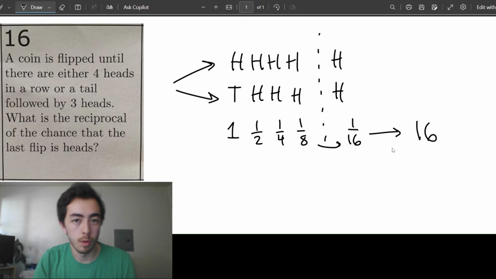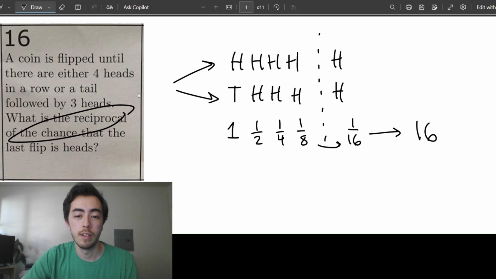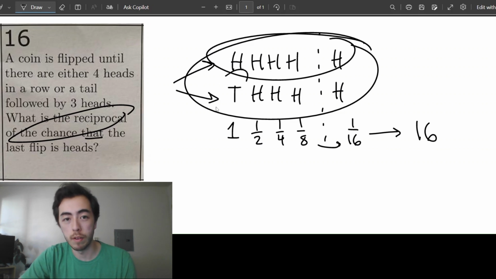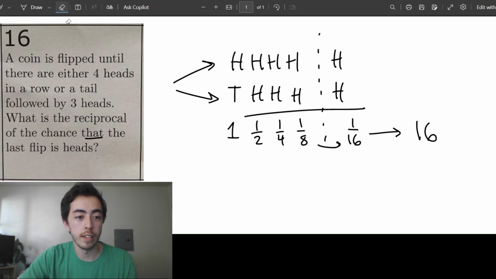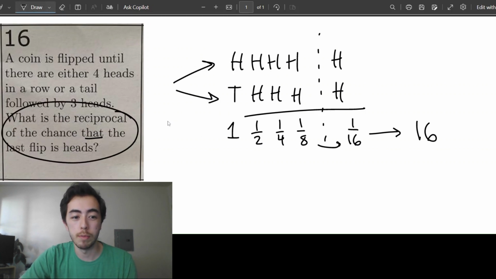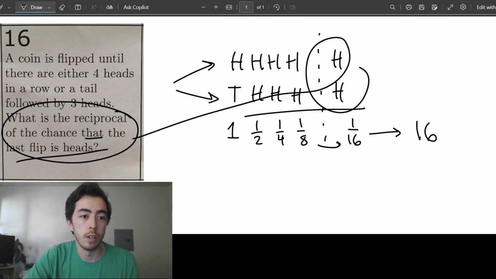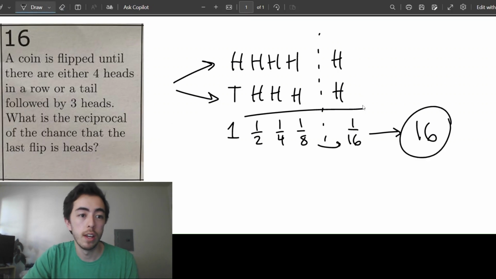So I don't like the wording on this problem. I think I know what they're getting at, but they probably should have worded it differently. What's the reciprocal of the chance that, when you flip a coin 5 times, you get 5 heads in a row or tails followed by 4 heads? That would be totally fine. But right here, when they're asking what's the reciprocal of the chance that the last flip is heads, it's just a 1/2 chance flipped to 2. So I don't like the wording on it. I think this is what they're going for, because I do end up with a 16.